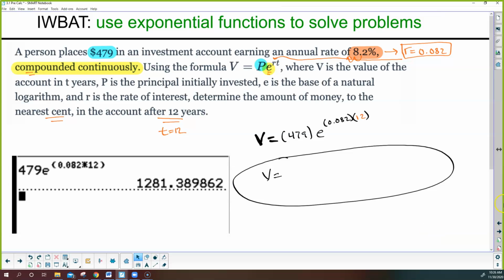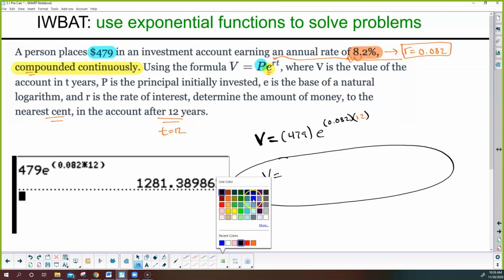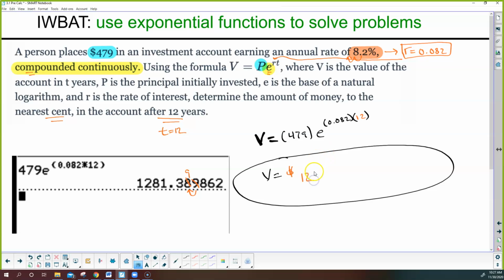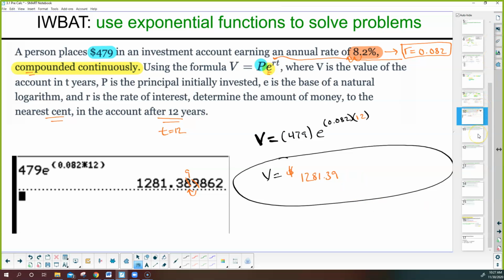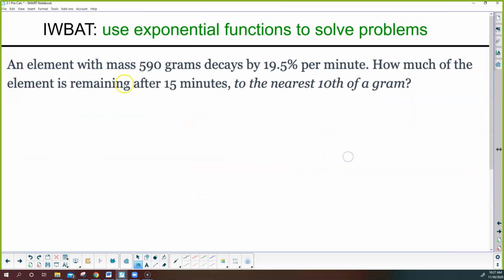Now notice they did say round to the nearest cent, so then you have to be aware of proper rounding. The nearest cent would be right here, but the 9 would make the 8 round up. So after 12 years, my initial investment of $479 would turn into $1,281.39. Okay, so you didn't need to write that, but it's just a quick review. We're going to go through these problems even faster.